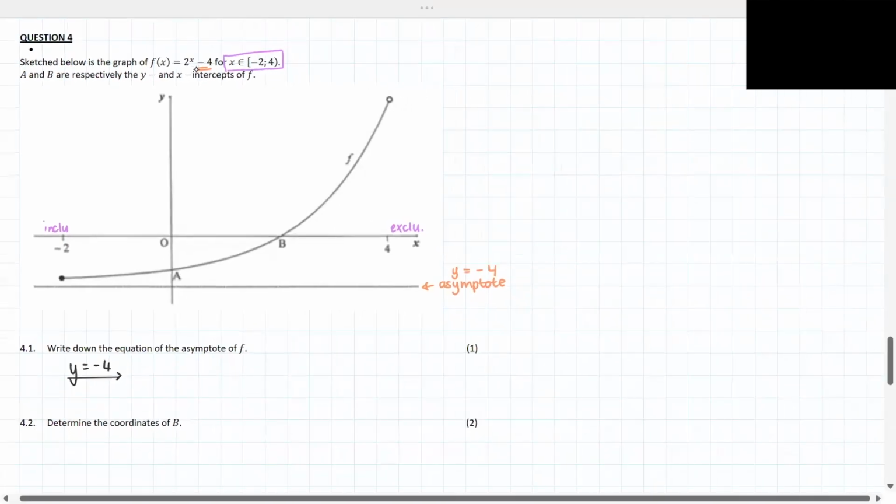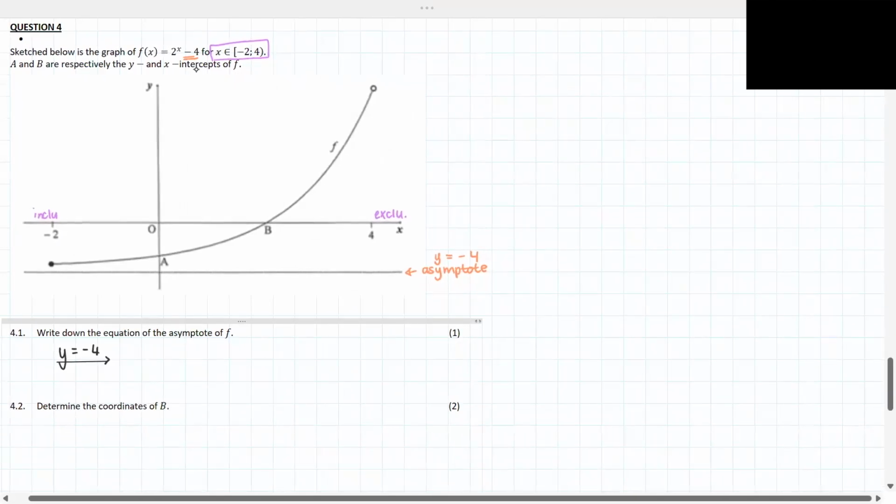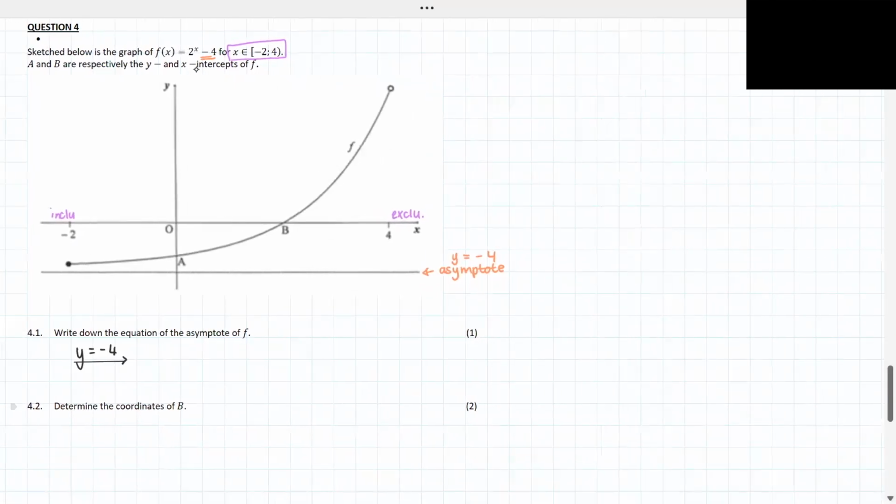Question 4.2 is asking you to calculate the coordinates of B. Now remember, B, you can look at your graph or go back to the information, is your x-intercept. Your x-intercept is where you now make y equals 0. And so we would have 0 is equal to 2 to the power x minus 4. Now that's an exponential equation. So this is 4 is equal to 2 to the power x.